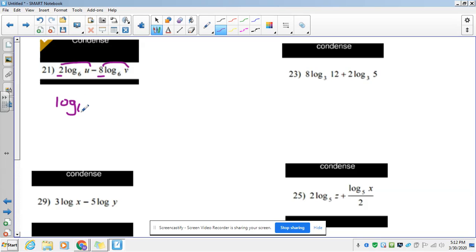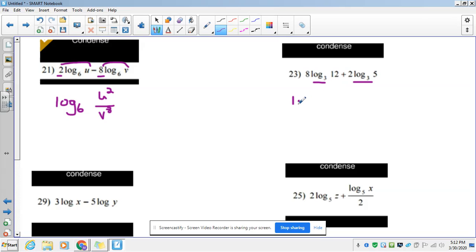You only have to write it once. So that's log to the sixth. Then you're going to have u squared. And subtraction is division. So we're going to do over v to the eighth. So you have made it long to short. That's what condensing is. You want to go down to a single log, whereas before we were going to multiple logs. So here, my single log is log to the third.